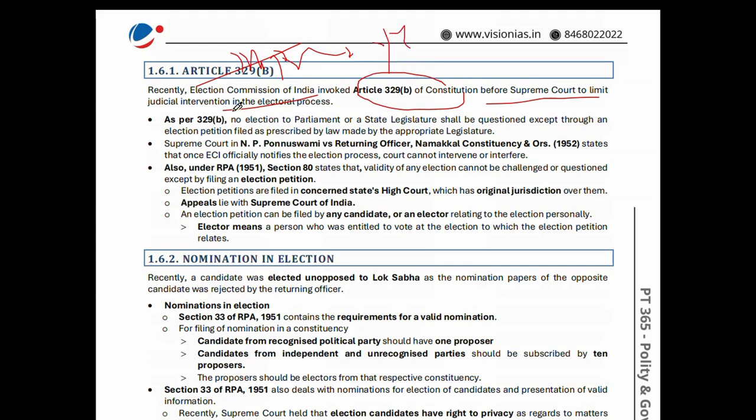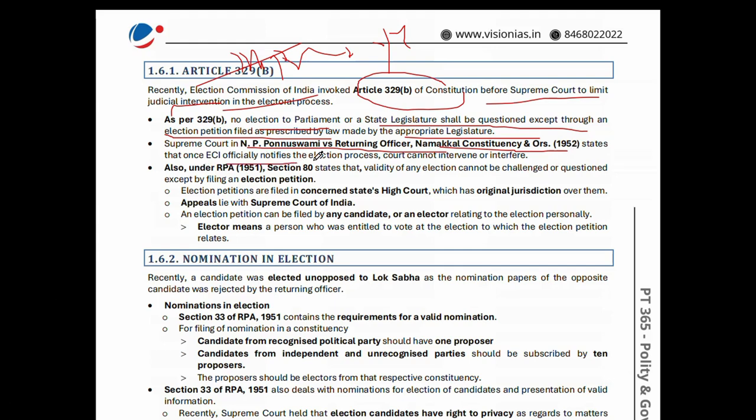As per Article 329B, no election to Parliament or the state legislature shall be questioned except through an election petition filed as prescribed by law made by the appropriate legislature. In the Supreme Court case N.P. Ponnuswami versus Returning Officer, Namakkal Constituency, 1952, it was held that once the Election Commission of India officially notifies the election process, courts cannot intervene.